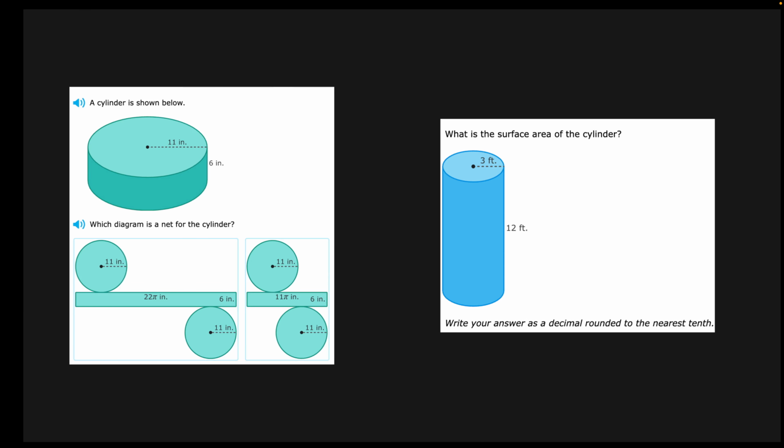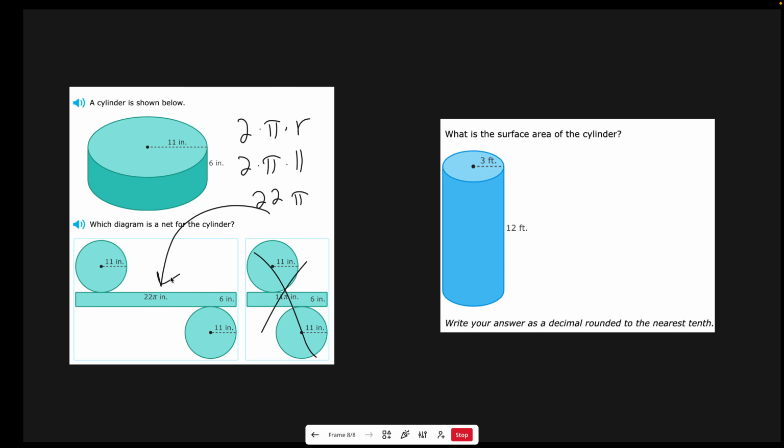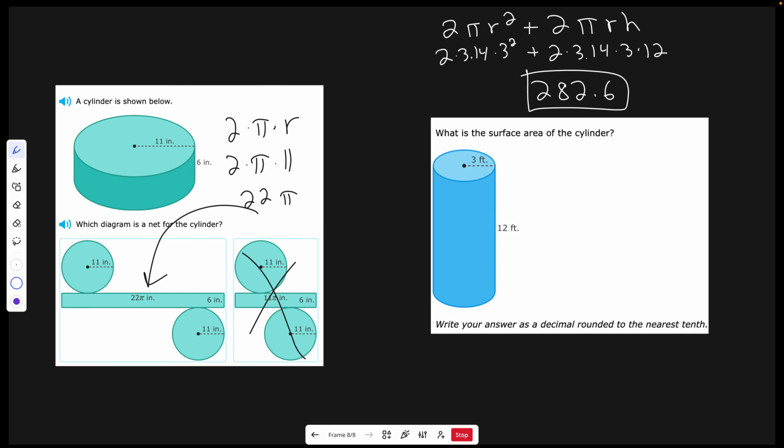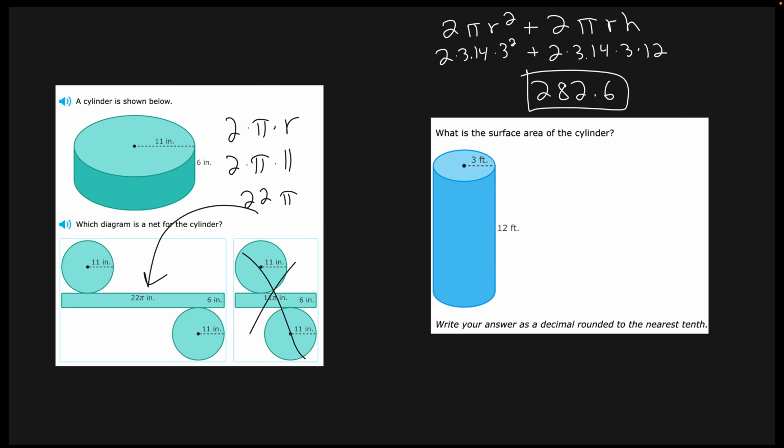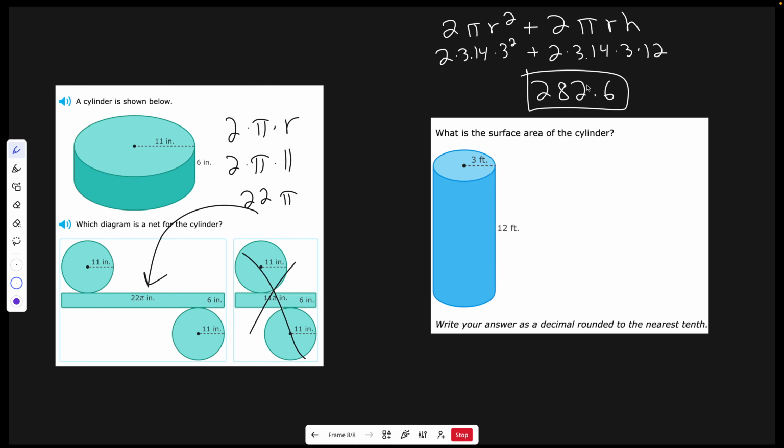Okay, now that you've had time to work these problems, let's check your solutions. For the first problem, you should have noticed that the 22 pi is the correct length for the rectangle, and so the one on the left is the correct answer. And for the second problem, here is the work. You should have gotten 282.6, and you didn't have to round it or anything.